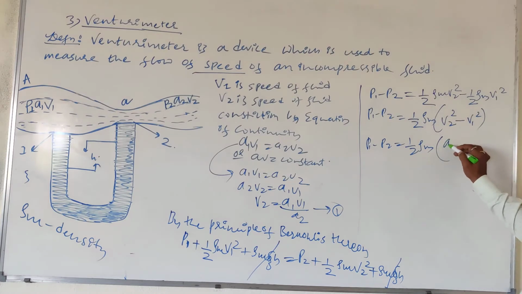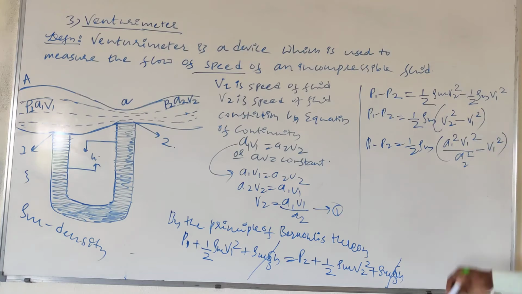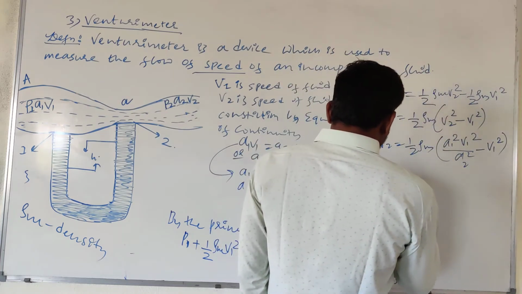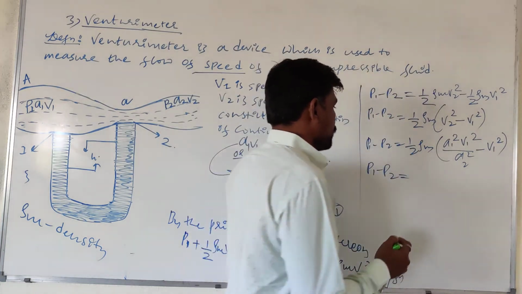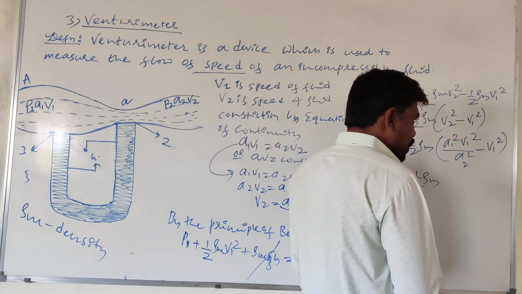We get A1 square V1 square divided by A2 square, minus V1 square. Clear? Right. Once again, P1 minus P2 is 1 by 2 rho m.